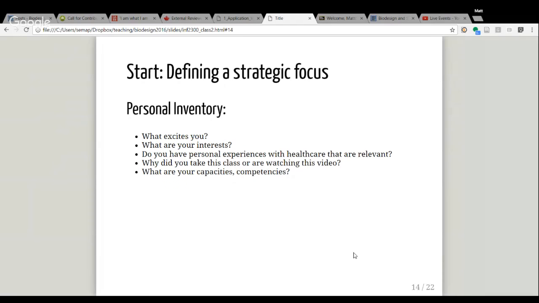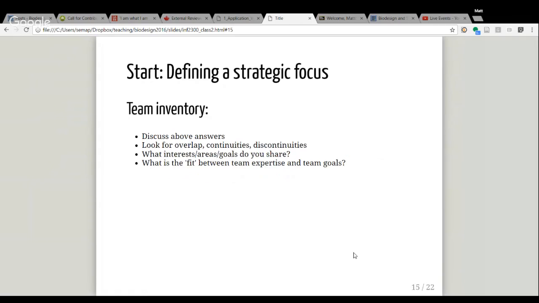So this is a very personal process. I encourage you to spend a half hour, 45 minutes or so, doing this and taking some notes as a start to defining your strategic focus. Every member of the team should carry out this kind of personal inventory, thinking in some sustained ways about this before moving on to the next part of defining a strategic focus, which is taking a team inventory.